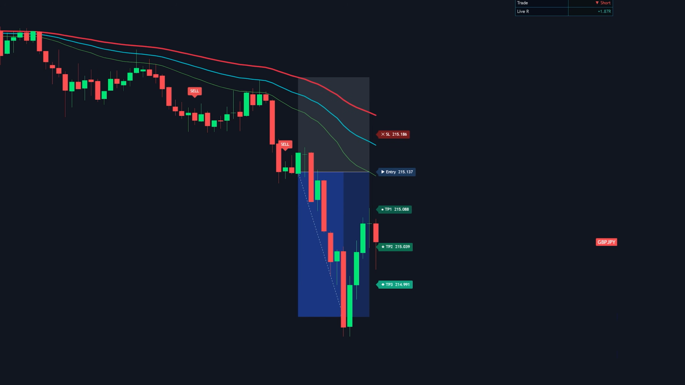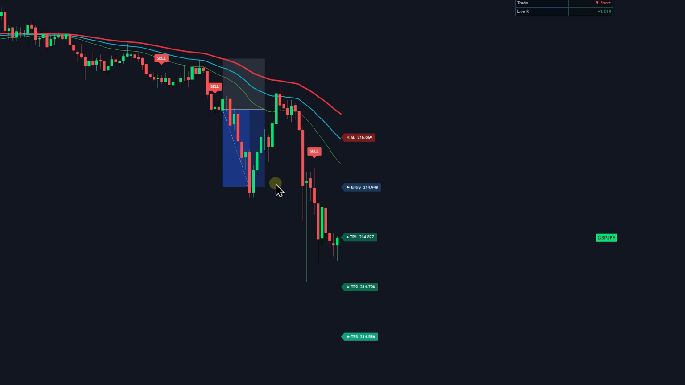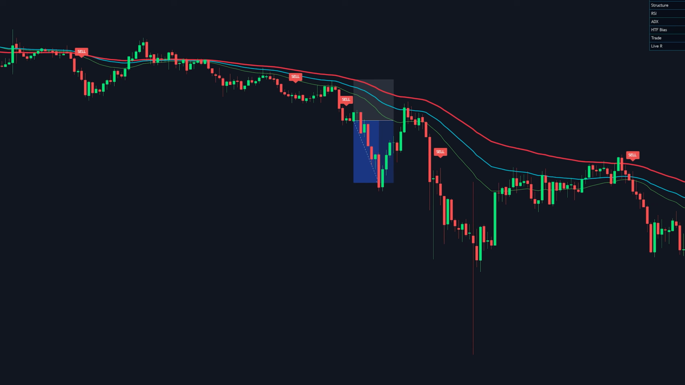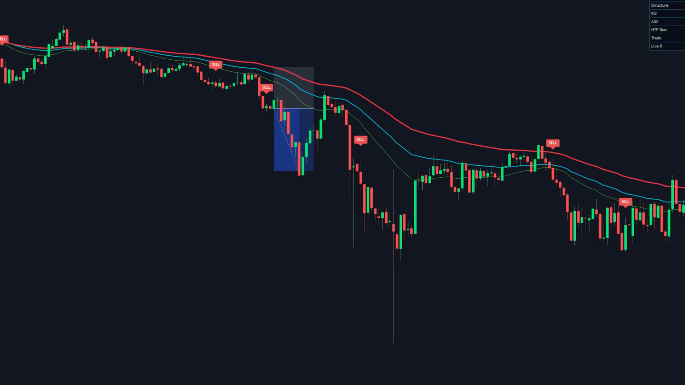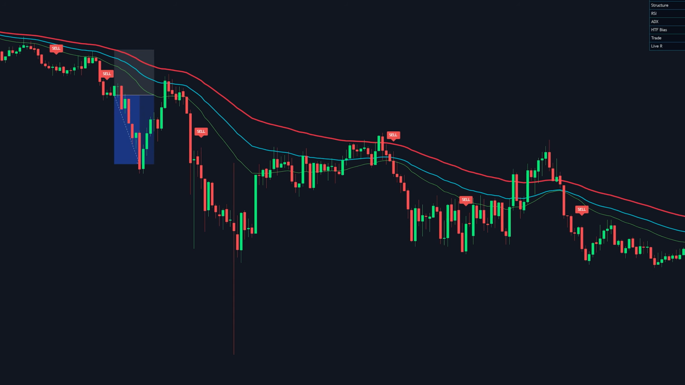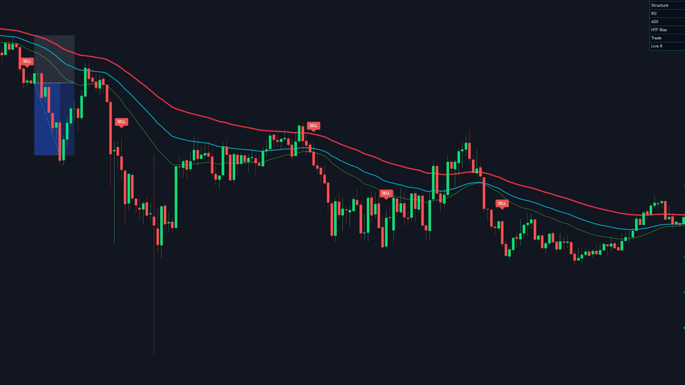Now, a quick word on expectations. No indicator wins every trade. There will be times when all 3 confirmations line up and the market still reverses. That is simply part of trading. The goal isn't to eliminate losing trades. The goal is to consistently put yourself in situations where the probabilities are in your favor.